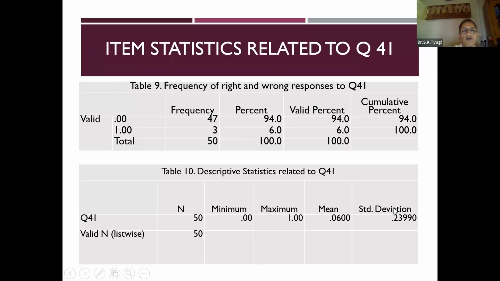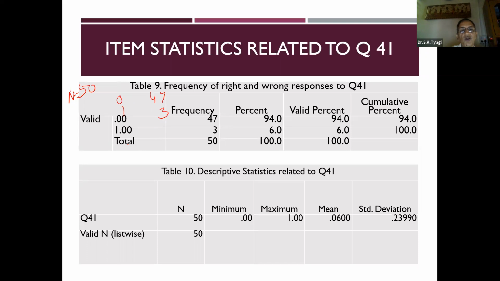Okay. Question number 1: 50 students are answering question number 1. The 0 response is given by 47 students, and the 1 response is given by 3 students. Is that all right? So when we calculate the mean, the mean is 3.